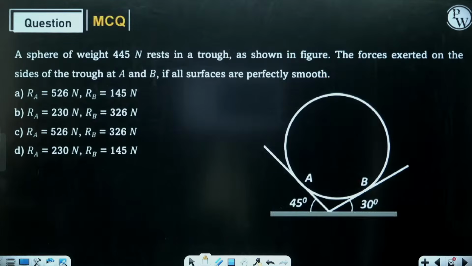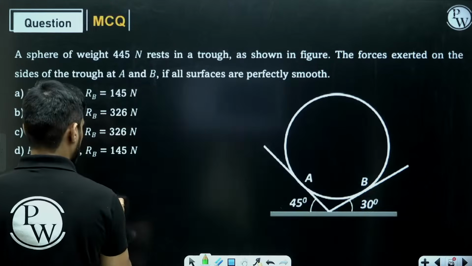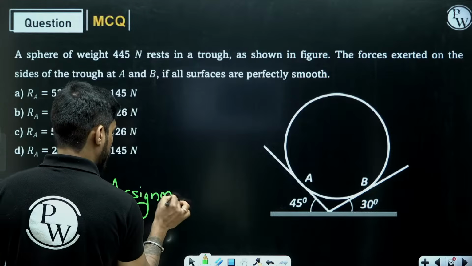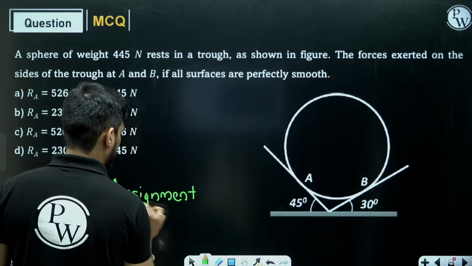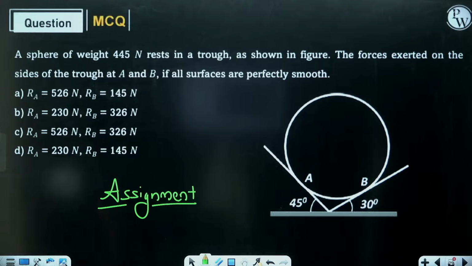Now this is your assignment question. It is very similar to the last question. So I want you to solve this question on your own, and in the next class we will see what the correct answer is.